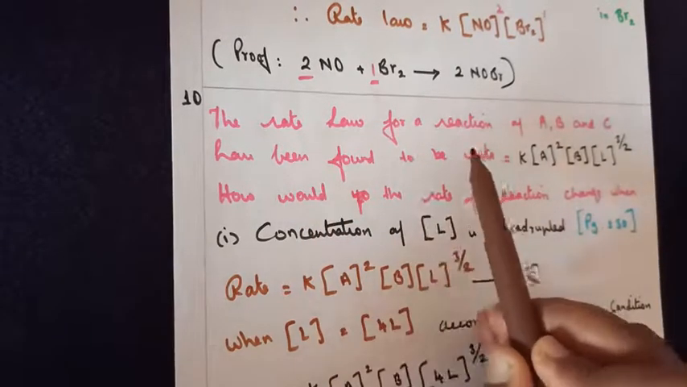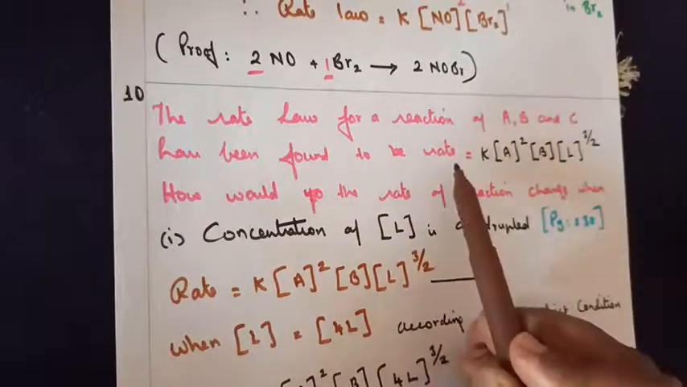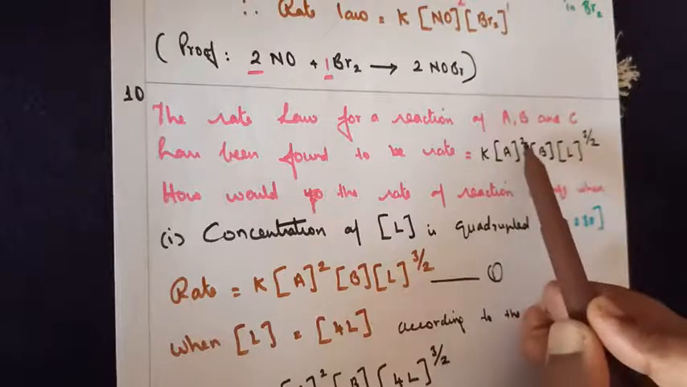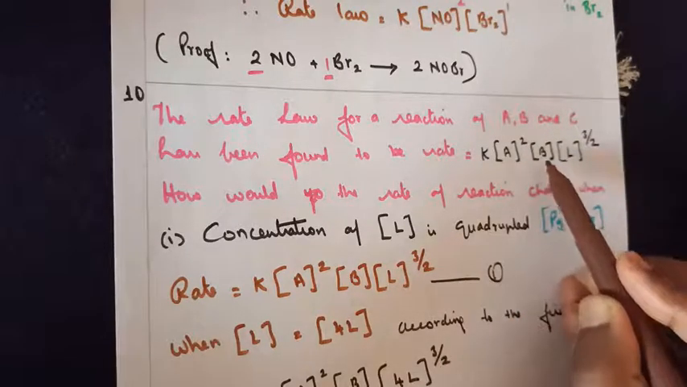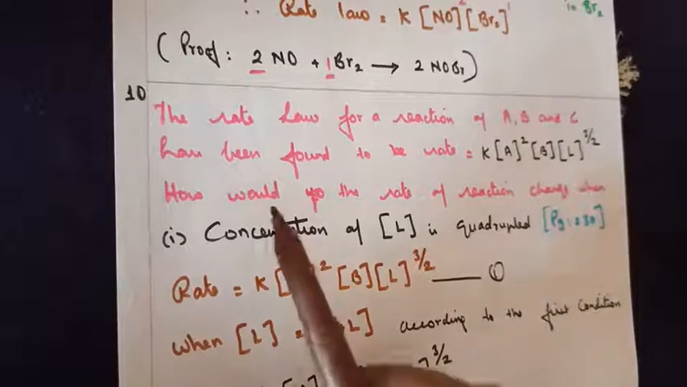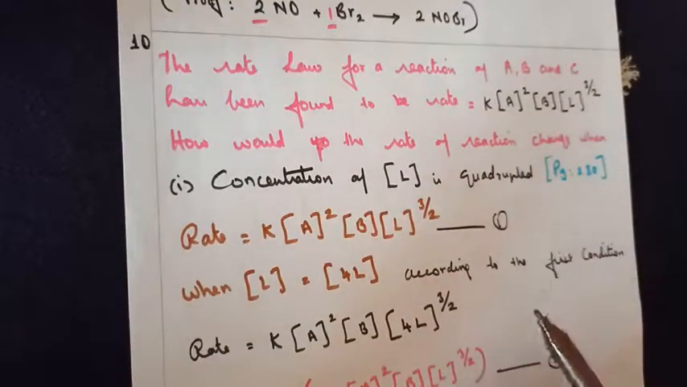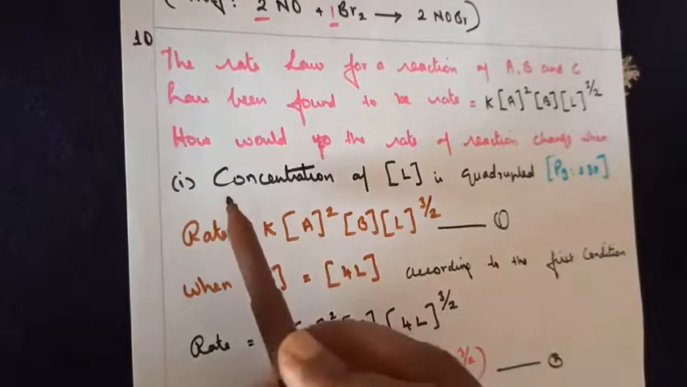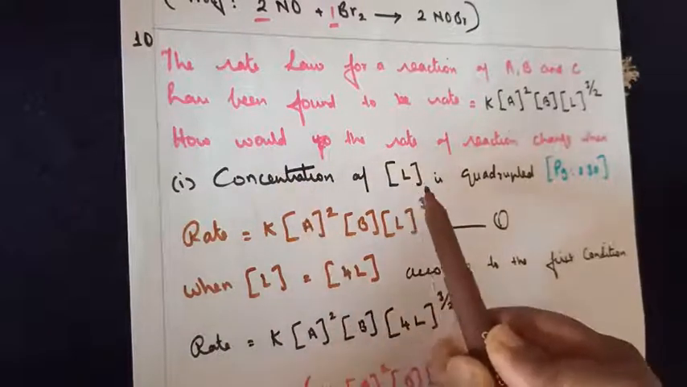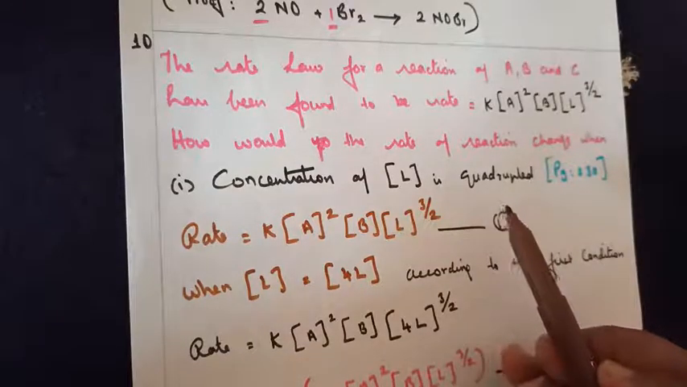The rate law for a reaction of A, B and C has been found to be: rate is equal to K into concentration of A to the power 2, concentration of B, and concentration of L to the power 3 by 2. How would the rate of reaction change? There are so many conditions they have given. Now I'll work them one by one. The first condition is that the concentration of L is quadrupled. What's the meaning of quadrupled? It's increased 4 times here.